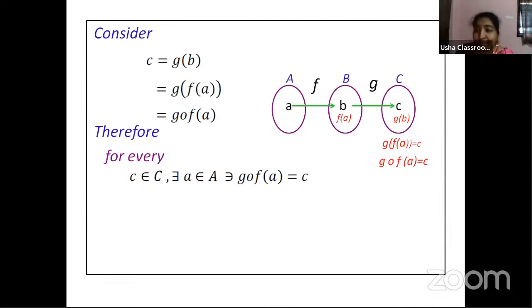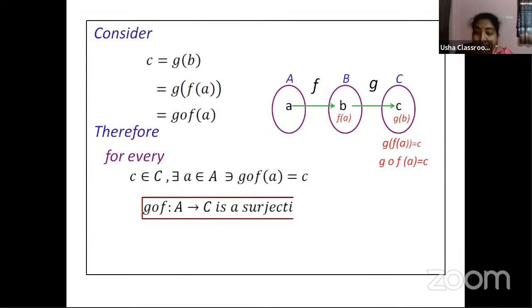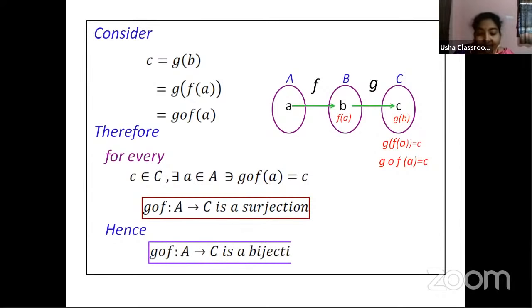Now, we have proved that g circle f maps A to C is 1, 1. g circle f maps A to C is a surjection or an onto function. So, if it is 1, 1 and onto, then it is a bijective function. Therefore, we can conclude saying that g circle f maps A to C is a bijection. Hope the theorem is clear.